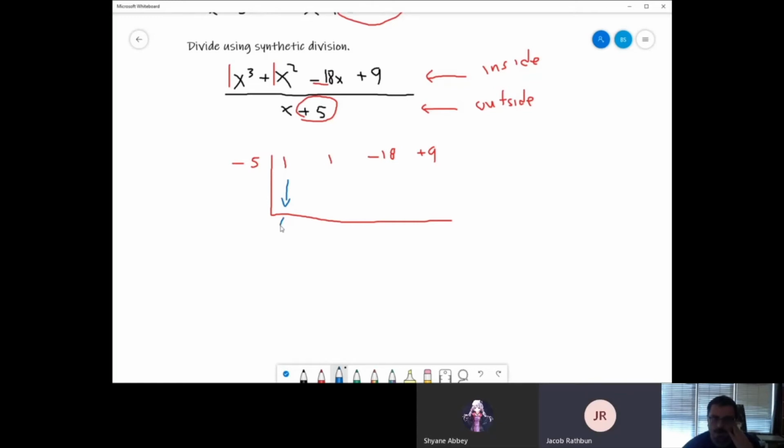And then we're just going to be multiply, add, and subtract. 1 times minus 5 is minus 5. Done. 1 minus 5 is minus 4. Minus 4 times minus 5 is 20. Minus 18 plus 20 gives me positive 2. And 2 times minus 5 is minus 10.